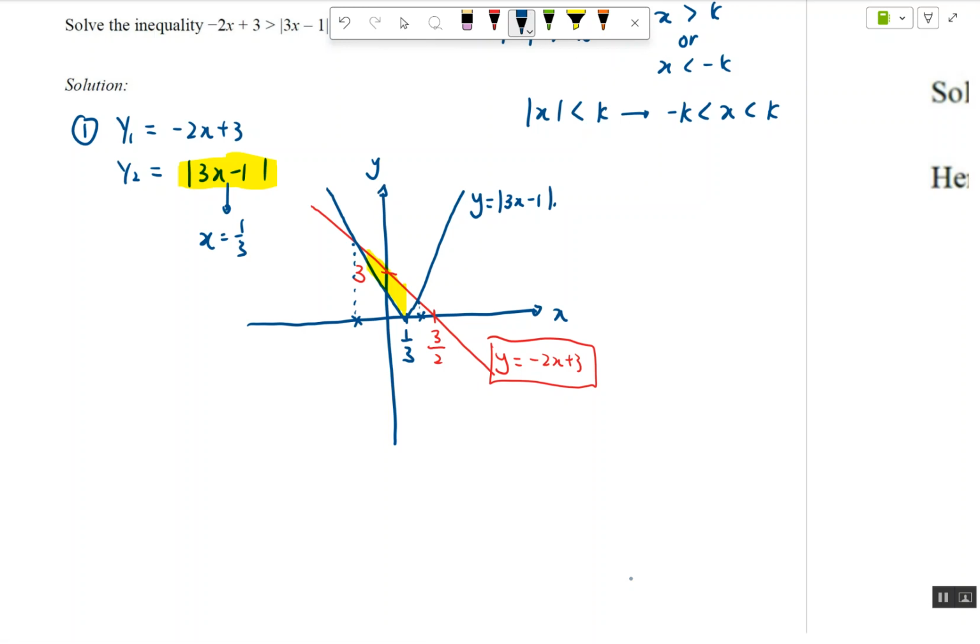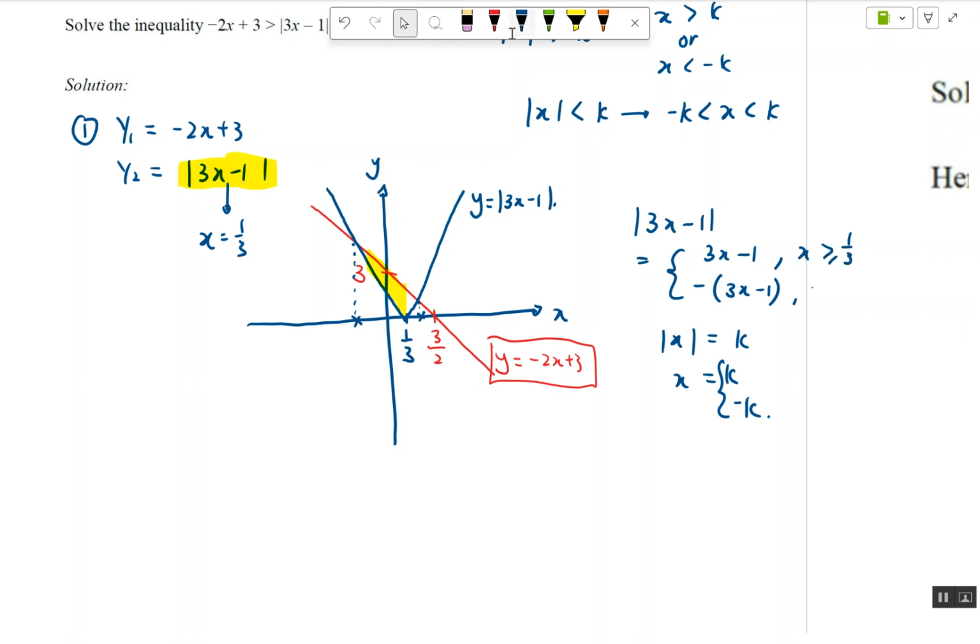Look at the blue graph, y equals modulus 3x minus 1. I want you to know that modulus 3x minus 1 consists of two graphs. One is 3x minus 1, and one is the negative of 3x minus 1. Because if modulus x equals a certain value, x could be k or negative k, when x is greater than 0 or when x is less than 0. So in this case, this is when x is greater than 1/3, and this is when x is less than or equal to 1/3.